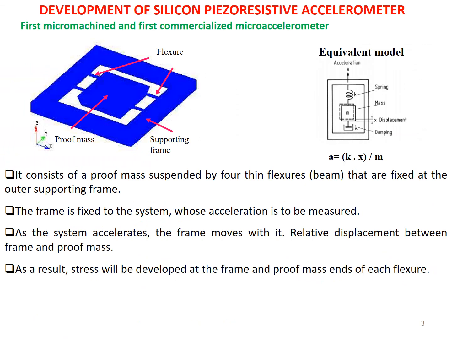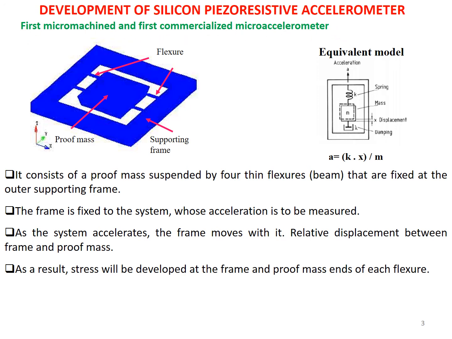Now in these slides we are going to discuss the details, a comprehensive analysis of this piezoresistive type accelerometer. As you can see here, the first line is written as: the piezoresistive accelerometer is the first micro-machined and first commercialized micro accelerometer.